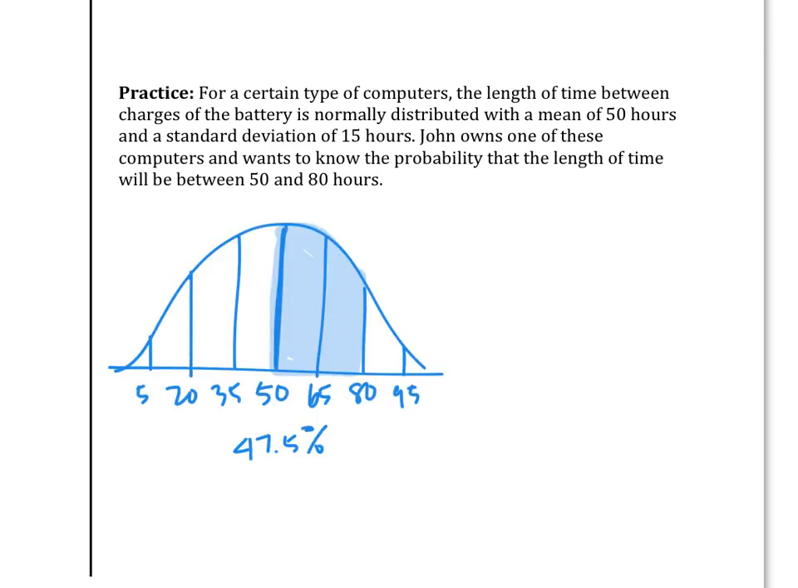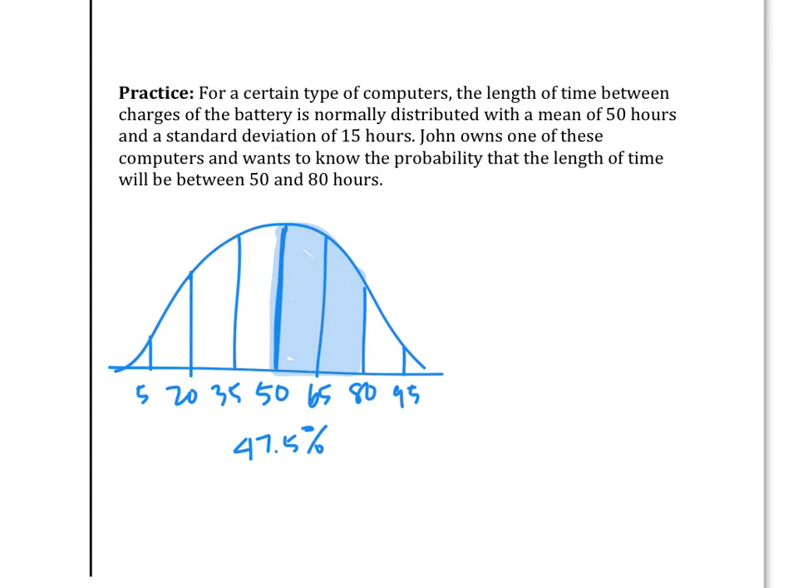All right, so the question is between 50 to 80. Between 50 to 80, that is 2 standard deviations away. And so 2 standard deviations away, left and right, is 95% of the data. But we only want the right-hand side of the mean. So that's half of 95%, which is 47.5%.